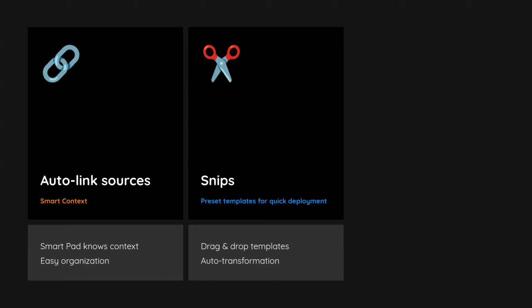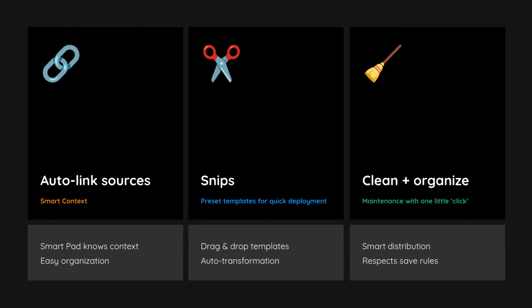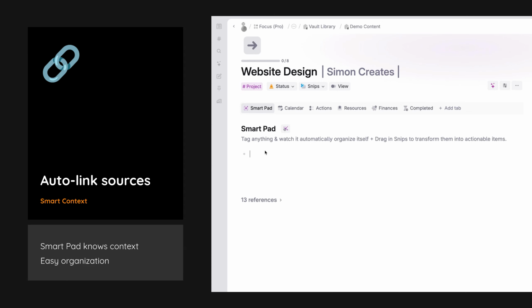The next bit is Snips. Snips are essentially pre-made or preset templates for quick deployment. We also have a self-organizing cleaning system. SmartPad has the ability to understand where it is and what context it needs to give to its children.